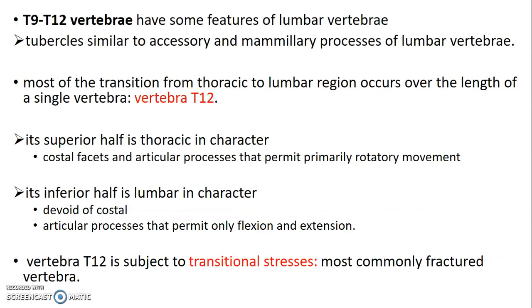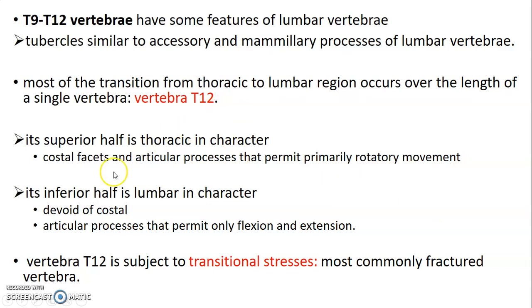of the second rib. When you go to T9 to T12, they have features of the lumbar vertebra, so that makes them atypical. They have tubercles similar to the accessory and the mammillary process of lumbar vertebra. So most of the transition, as you transition from thoracic to lumbar region, occurs over the length of a single vertebra. So over the length of T12, you are able to notice the transition. The superior half is thoracic in character, while inferior half of this T12 is lumbar in character.